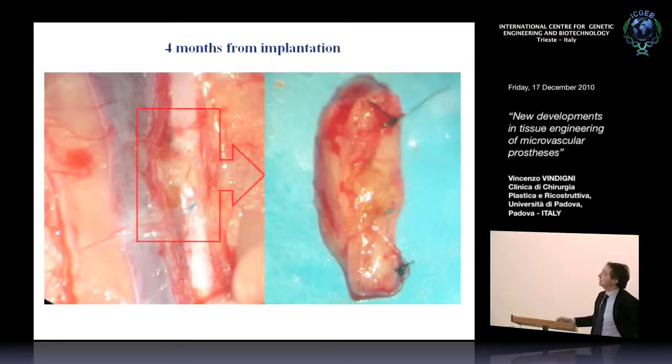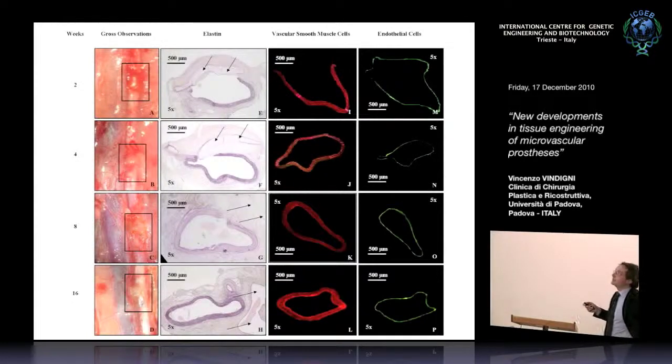Four months after implantation, the macroscopic aspect of the surgical repair of the vascular defect. These are the surgical stitches. And here I summarize the results 2, 4, 8, and 16 weeks after surgery. And you can see the progressive regeneration of the elastic layer and the progressive reabsorption of the biomaterial. After 2 weeks, the endothelial layer is present. The vascular smooth muscle cell layer isn't regenerated. You can see vascular smooth muscle cells after 4 weeks, and also after 8 and 16 weeks.